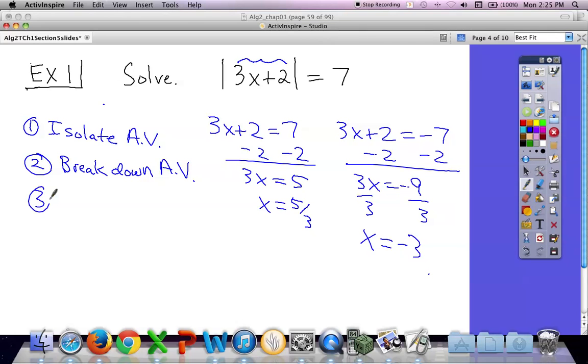Okay. So we expect two answers from the absolute value, right? That's what you expect. But remember the steps. Isolate, break it down so there's no absolute value symbols, and then you can do the algebra on both sides, and then solve what you've got left.